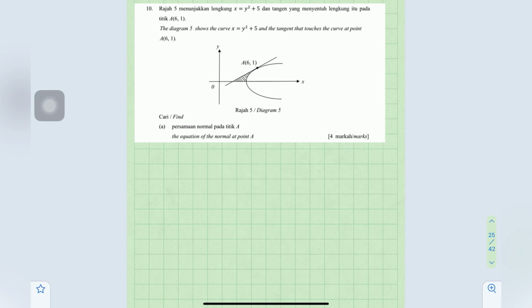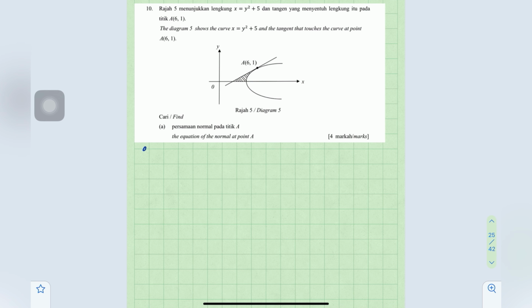Question number 10. The diagram 5 shows the curve x equals to y squared plus 5 and the tangent that touches the curve at point A(6, 1). A, find the equation of the normal at point A. Okay, to find equation of normal, we need to find the gradient of normal. So before we get the gradient of normal, we must find the gradient of tangent. Gradient of tangent is dy/dx. So we need to find dy/dx first.